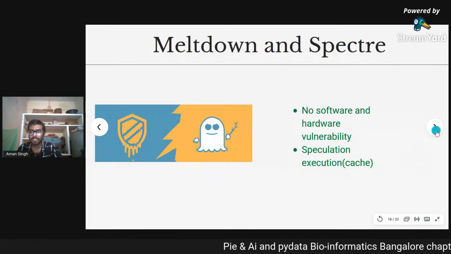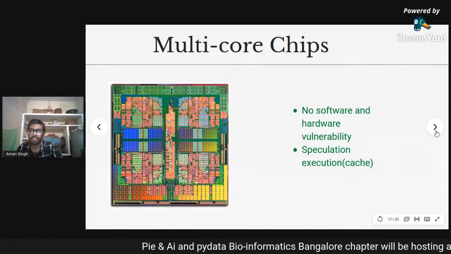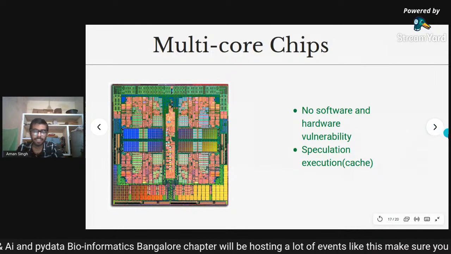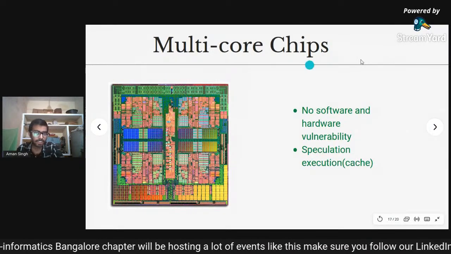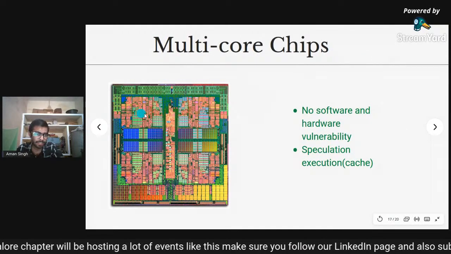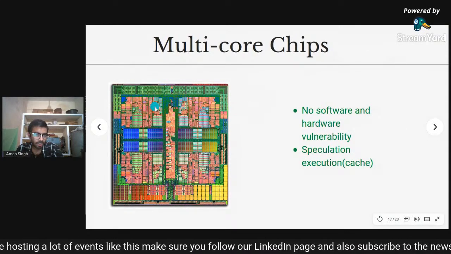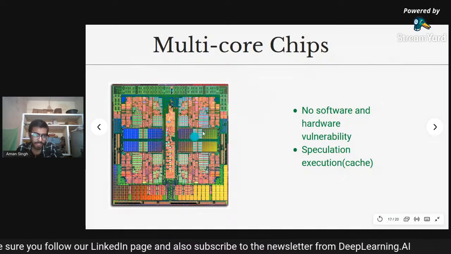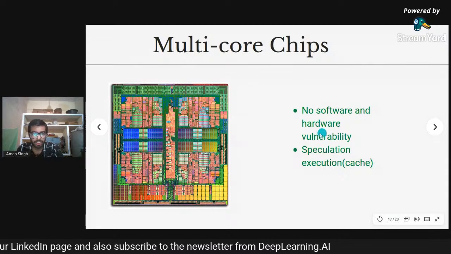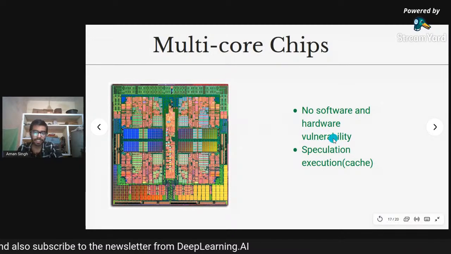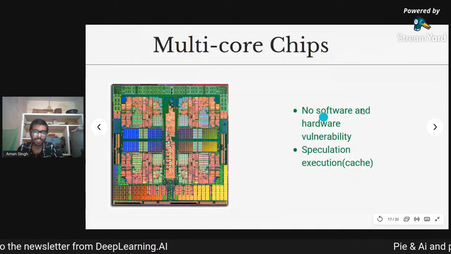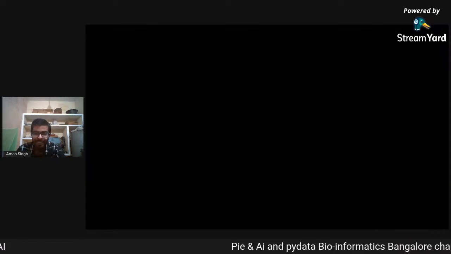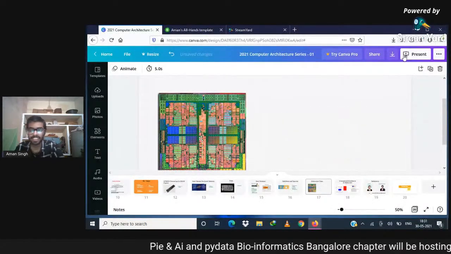They introduce patches to solve this problem. Then there are multi-core chips: core one, then cache is there, then core two, cache is there, core three, core four. By mistake the data isn't copied, so I have to change this. One, I just deleted.